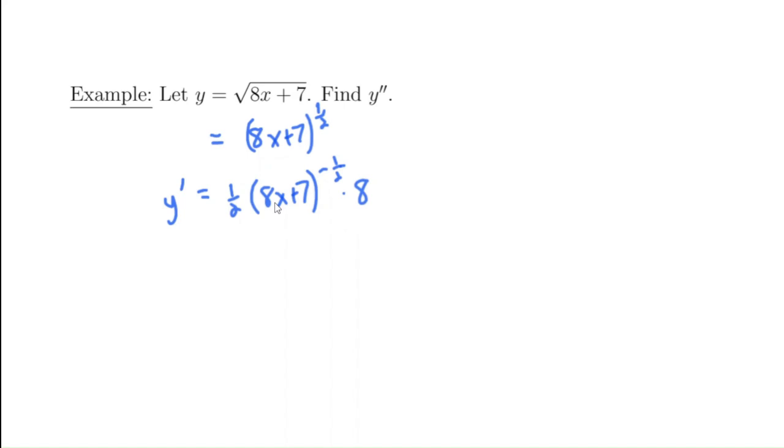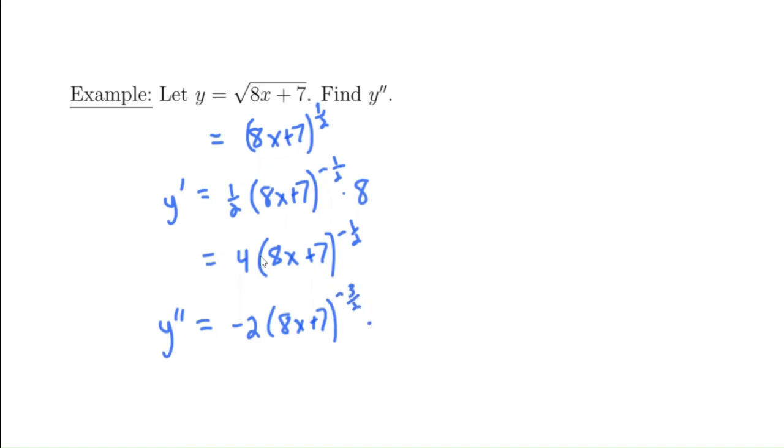Now let's combine the 1/2 and the 8 here and write this as 4 times 8x plus 7 to the minus 1/2 power. Now that's just the first derivative, the first order derivative, y prime. What's y double prime? Well, y double prime is going to be, well, we have 4 times something to the minus 1/2. To take the derivative, we're going to take the minus 1/2 and bring it down here, multiply it by the 4. So 4 times minus 1/2 would actually be minus 2 times 8x plus 7 to the what power? Well, we have to lower this by 1. If you lower negative 1/2 by 1, you get negative 3/2. But then times the derivative of the 8x plus 7, which is 8.